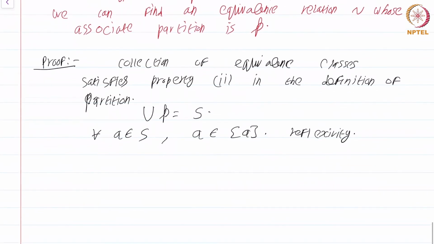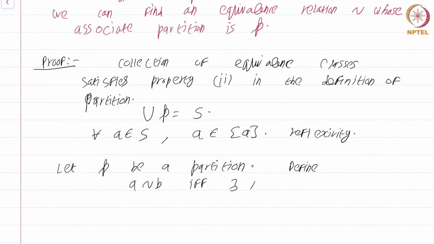Now let's start with the partition P. Let P be a partition. We have to show the converse and construct an equivalence relation such that the partition of equivalence classes of that equivalence relation gives you back the original partition P. Define A related to B if and only if there exists a set A in P such that A comma B are both elements of A. So what I do is I look at this partition.